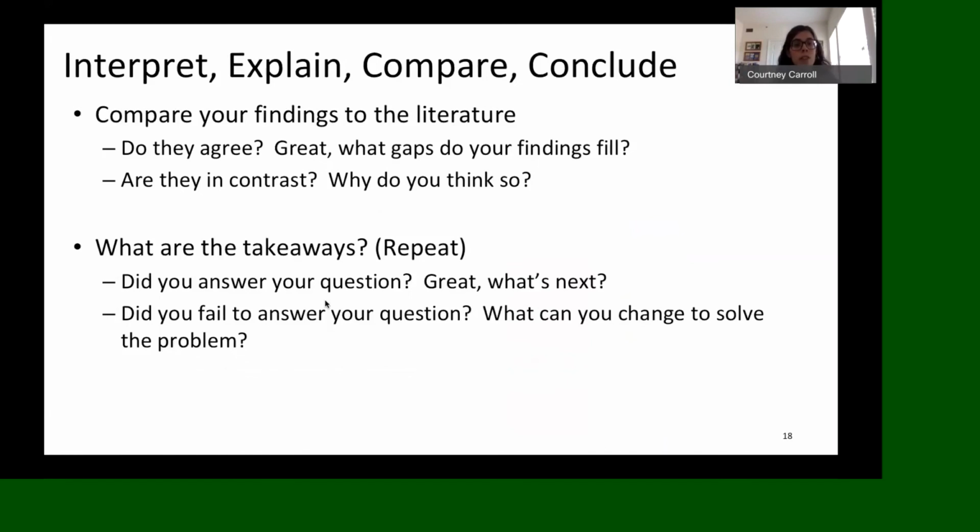You want to compare your findings to the literature. Do they agree? If so, do they fill any gaps in the knowledge that existed at that time? Do they contrast with what you found in the literature? Why do you think that is? What are some differences you could find? And then what are the takeaways? Did you answer your question? What's next? Did you fail to answer your question? What could you change to solve that problem?